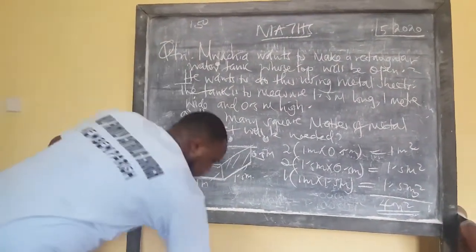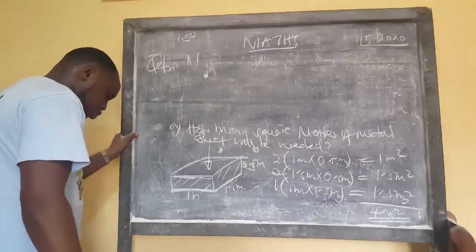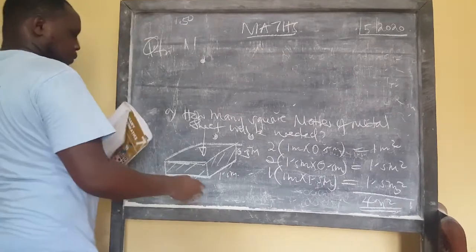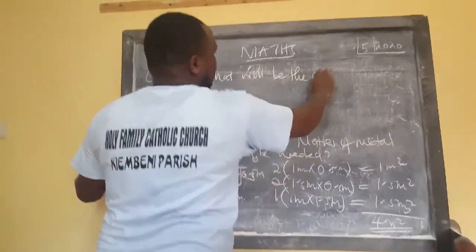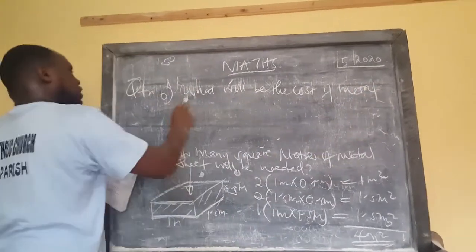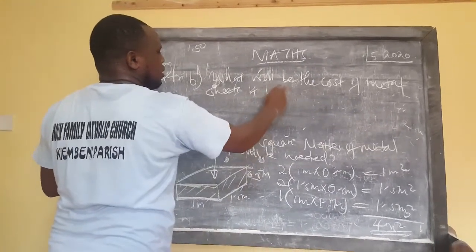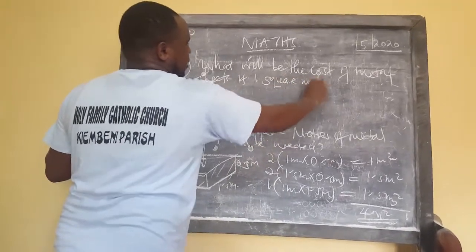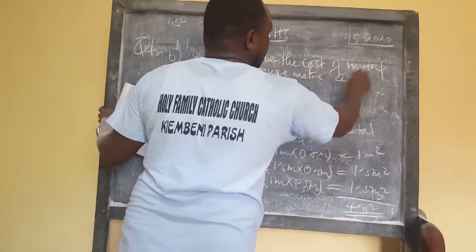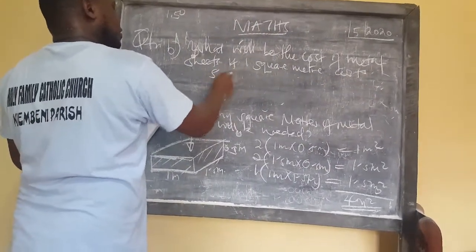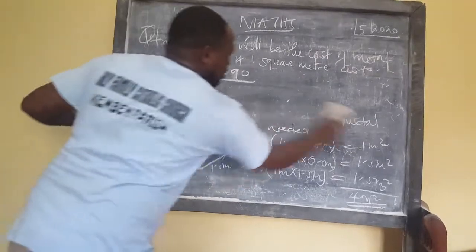We go to question number 2. Question number 2 says, so we have answered A. B says, what will be the cost of the metal sheets, if 1 square meter costs 509 shillings. 1 square meter costs this. So how much will be the cost of buying those metal sheets?